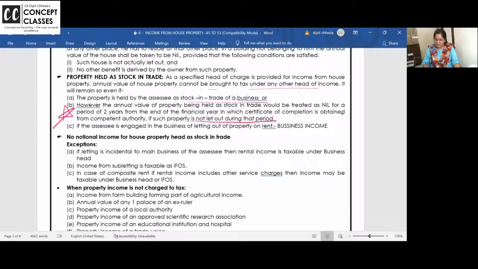Okay, right? And if the SSE is engaged in the business of letting out, obviously it's business income. उसका काम ही है. Business of letting out मतलब he has 10, 15 properties. See, this point is different and this point is different. If he is having 10, 15 properties which are given on rent, then that rental income is going to be taxable as business income, if letting out of property is his business. Now, what is this 2 years? I'll explain with an example.